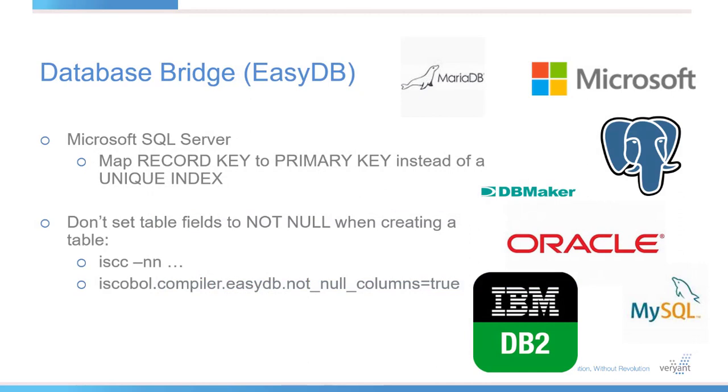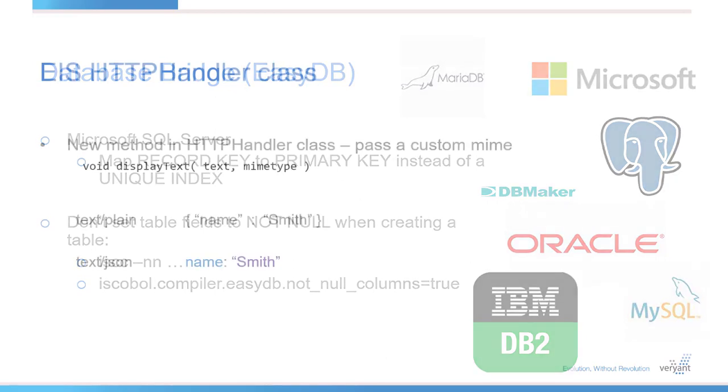The EDBI routine for SQL Server has changed the way that it writes the COBOL record key to be more in line with standard SQL code. And when creating a new relational database table, sometimes you want not null on all of your fields, and sometimes you don't. Now you can force the database bridge to generate code that sets each field as not null with the -NN compiler switch, or the not null columns EasyDB compiler configuration variable.